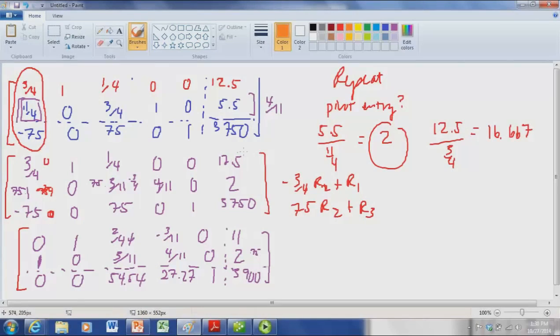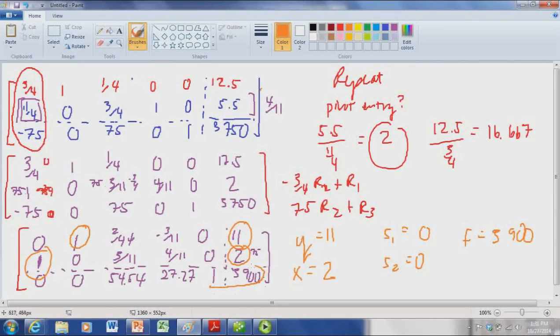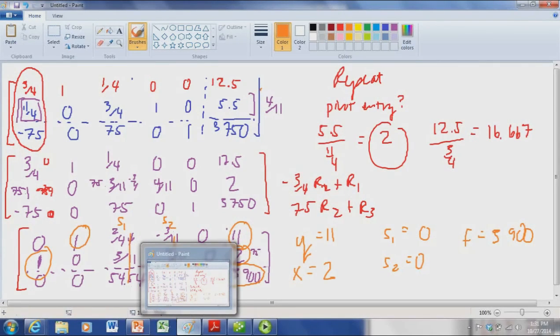All right, so now we can finally read off answers. So where are my 1s and 0s? Let's see. I've got a 1 here. So that means that y is equal to 11. What do I have here? An x. That's my other x, my other value. And that's equal to 2. Okay, what is my slack 1 variable? 0. Slack 2 variable is also 0. And when is this maximized? At 3,900. Okay, so this was my other value right there. My S1 and S2, interesting enough, ended up being non-basic columns. So the variables are zeros.